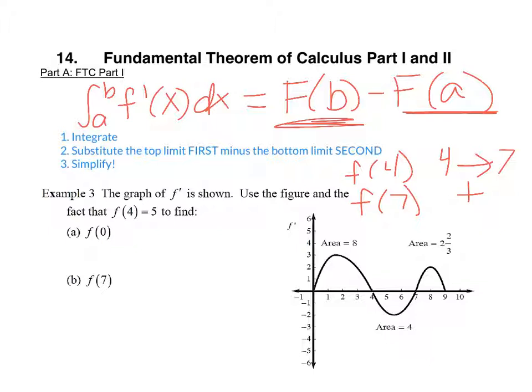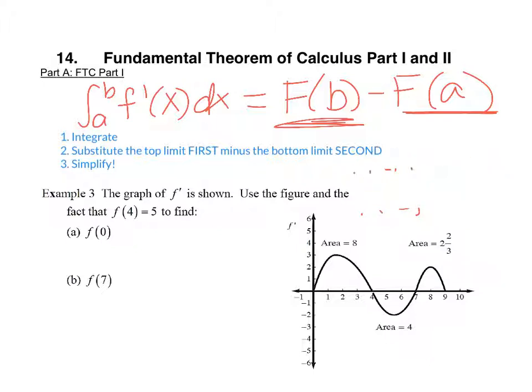But if I'm moving to the left, say I have f of 4 and I want to find f of negative 2, then I'm going from negative 2 to 4, I'm going backwards, so I'm going to be subtracting the area, the integral that I'm going to be performing from negative 2 to 4. So let's do an example of this.